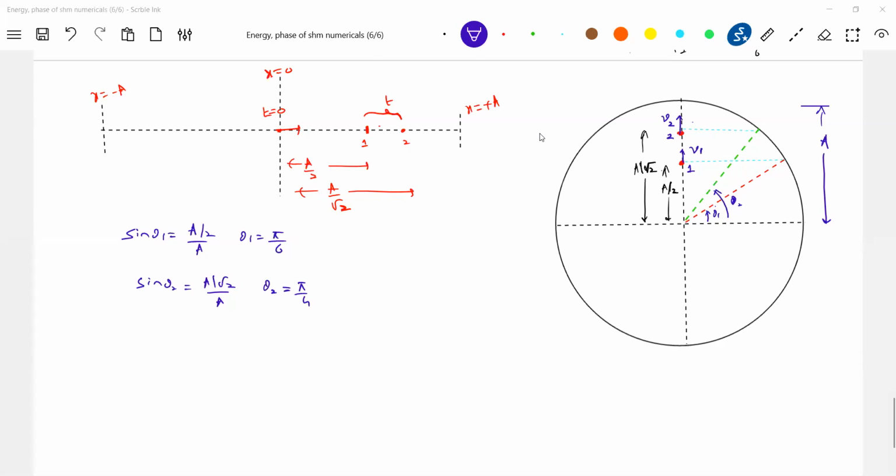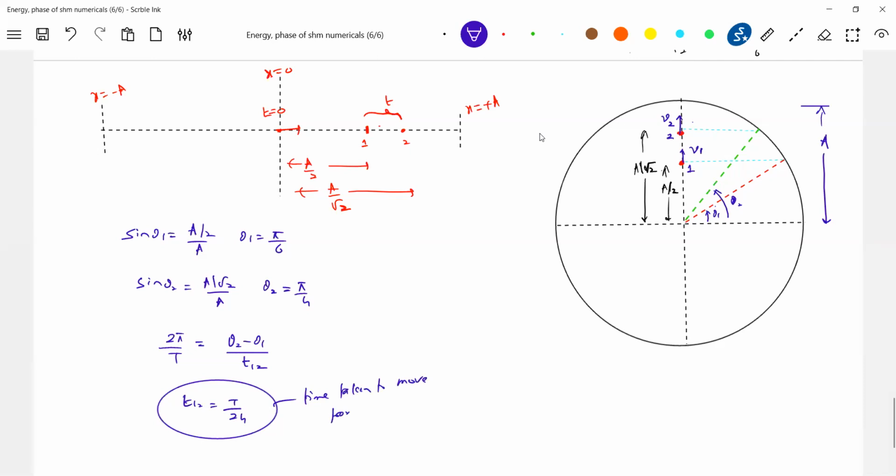So now we'll take the time taken to move from mean to 1 and from mean to 2. The difference of that will be the time period. Or directly you can take this one. So 2 pi instead of that, it should be theta 2 minus theta 1 by T, no? T by 24. What is this one? Time taken to move from point 1 to point 2.